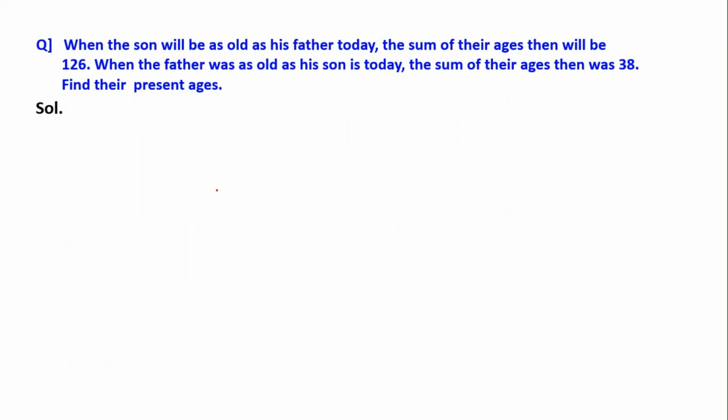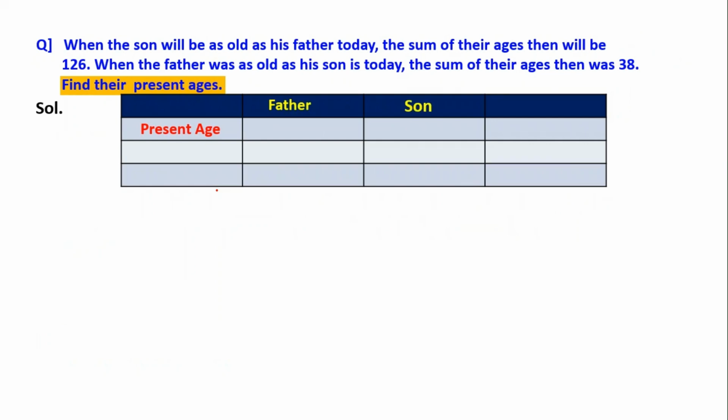The next question: when the son will be as old as his father today, the sum of their ages then will be 126. It is a tricky question. When the father was as old as his son is today, the sum of their ages then was 38. Find their present ages. Here our task is to find the present age of father and present age of son. So let me assume the present age of father is x years and son is y years. Their sum is x plus y.